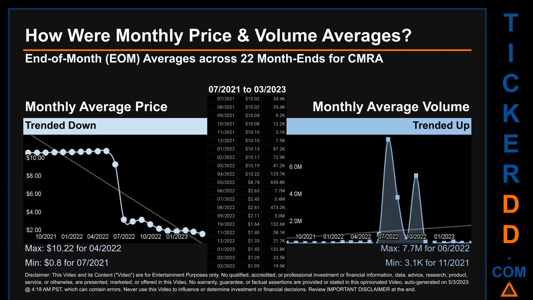The maximum end of month average price was $10.22 for 04, 2022, while the minimum was 80 cents for 07, 2021. Looking at volume, 06, 2022 and 11, 2021 respectively saw the highest and lowest monthly average volume at 7.7 million and 3.1 thousand.